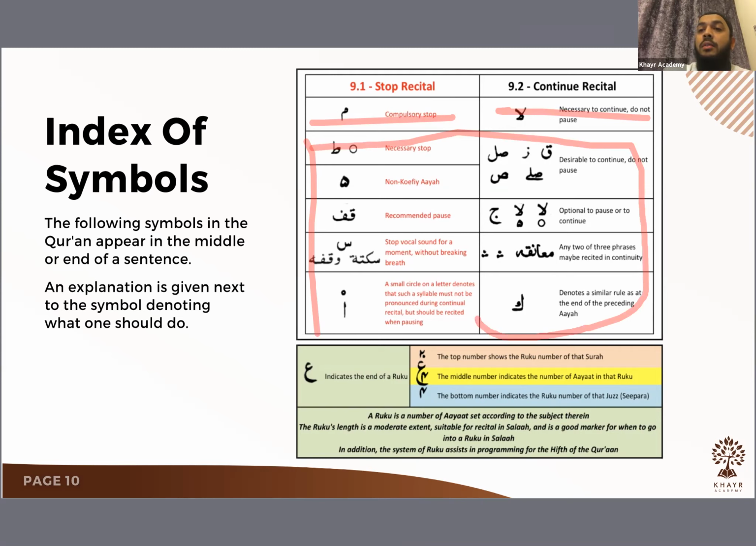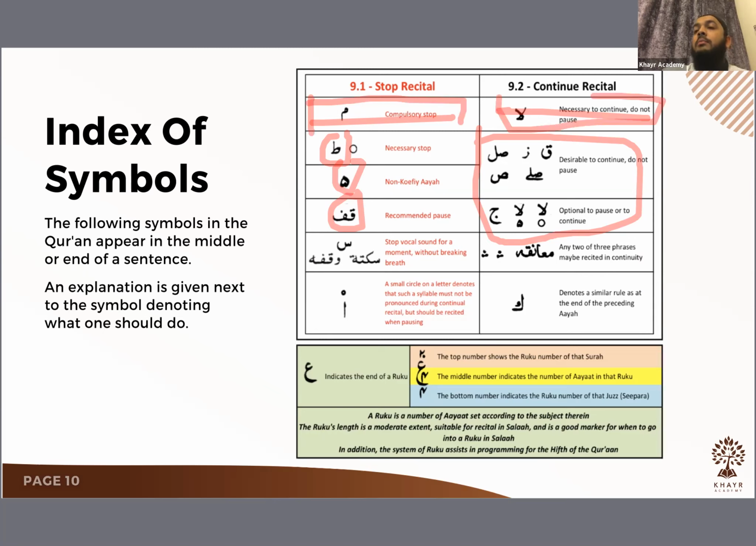Beside that, the rest of them, like ta, this one, all this, it's up to you. If you want to stop, you stop. If you want to carry on, you carry on. They are there like a checkpoint. If you want to renew your breath, you'd rather stop on those instead of stopping in the middle of a word. Okay? The only two things we have to concentrate on are lam and mim.